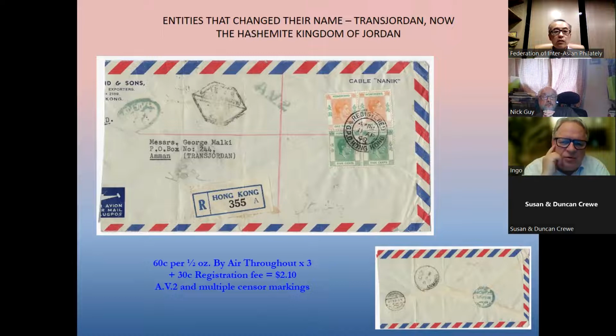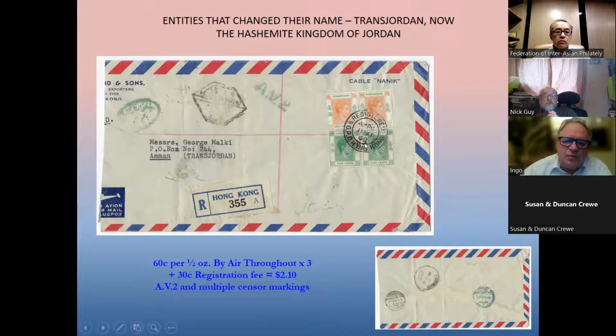The AV2 marking is the most common one. It's still a nice one, but I was all excited when I got that. But my friend Murray Heifetz, who's a specialist in those things and wrote books on it, the late Murray Heifetz, looked at that cover and said, oh yeah, that's the most common one of the AVs. But anyway, still nice. It's got multiple censorship too.